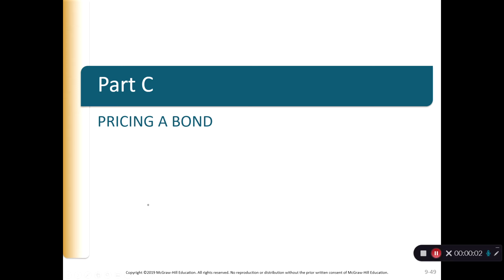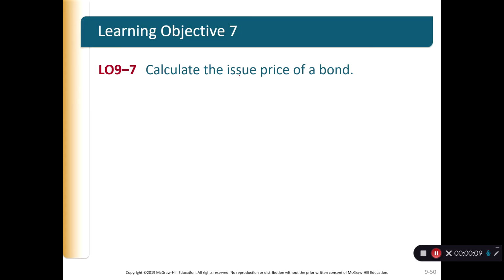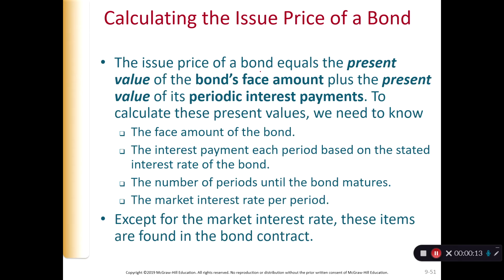So we continue to talk about how to price the bond. First of all, we want to calculate the issuance price of the bond. The issuance price of the bond equals the present value of the bond face amount plus the present value of the periodic interest payments.